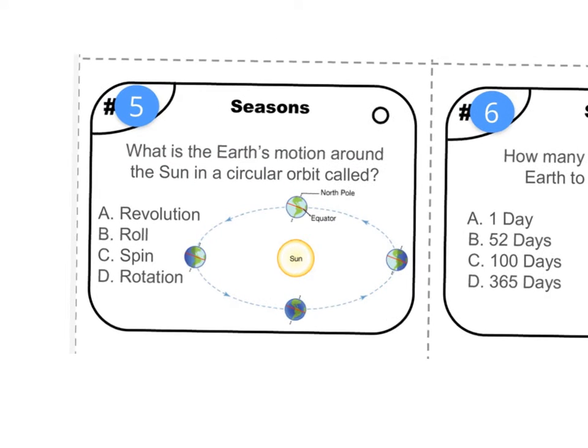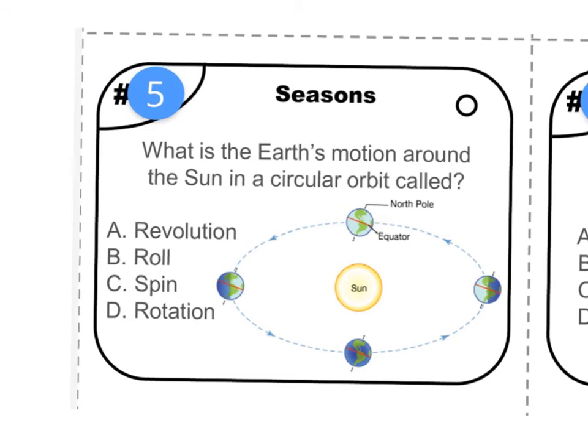Number 5. What is the Earth's motion around the sun in a circular orbit called? Revolution, roll, spin, rotation. It's going around the sun, so that is a revolution.